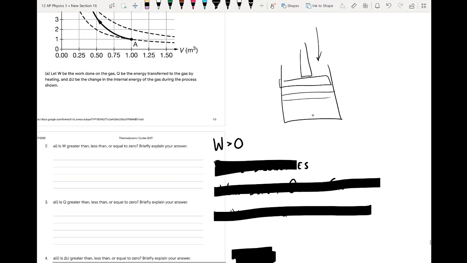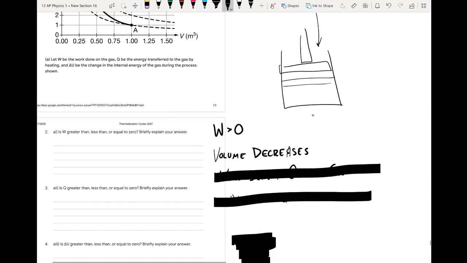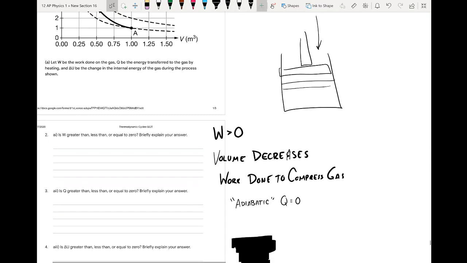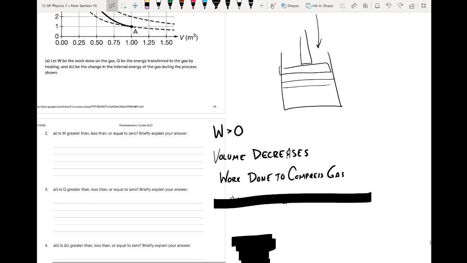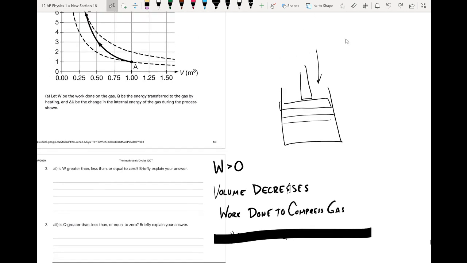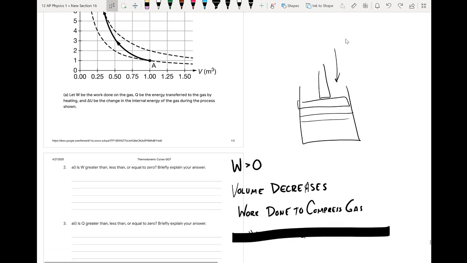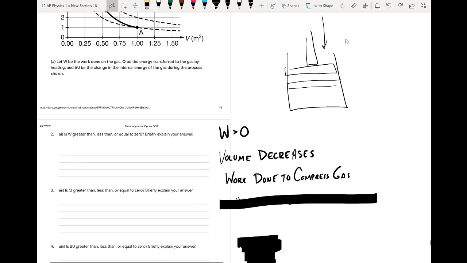So we're saying here, the volume is decreasing, which means work has to be done to compress the gas. But yeah, so in this case, because the volume decreases, that shows us that work is done on the gas. We have this change in volume.